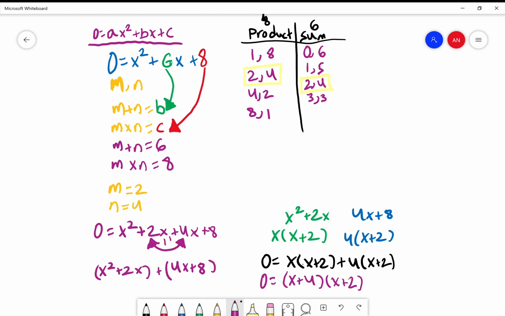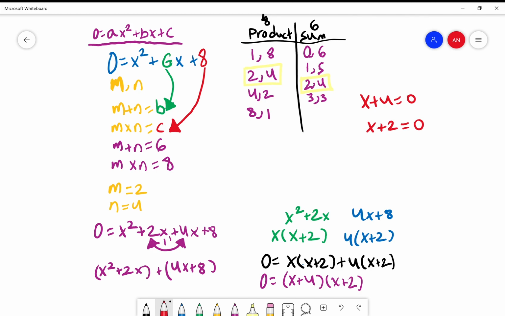So now we can equate x plus 4 or x plus 2, either of the factors, to 0. Because if x plus 4 is equal to 0, then anything times 0 is equal to 0. So x plus 2 can have any value, and same vice versa. So let's equate x plus 4 is equal to 0, and then we have x plus 2 is equal to 0. Okay?